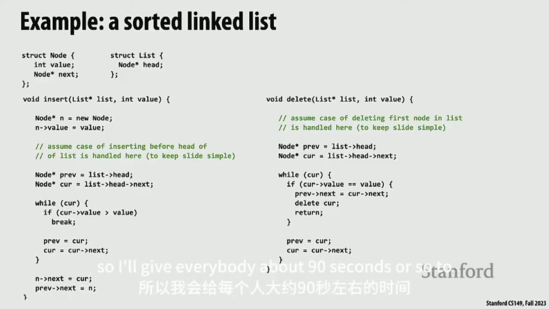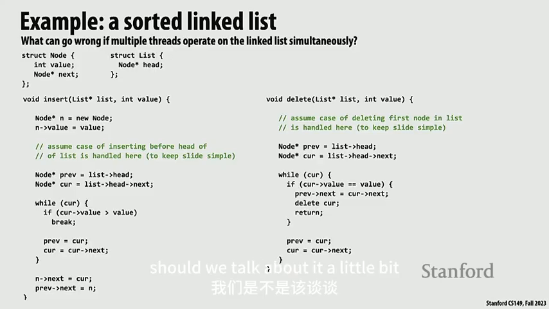I'll give everybody about 90 seconds or so to do that. Is there a way you could lose nodes? Is there a way you could lose the rest of the list? Things like that. Go for it. And feel free to talk about it with your neighbors, of course.